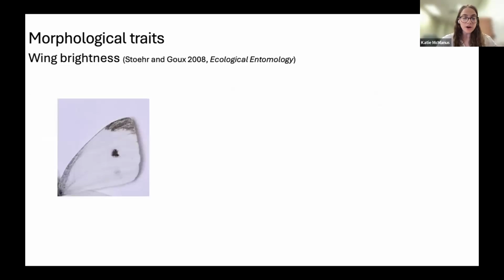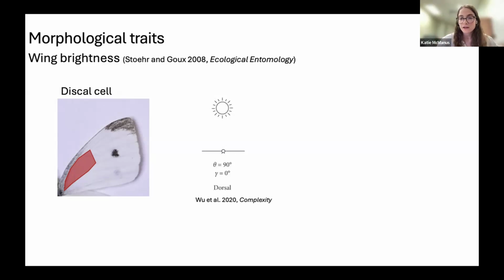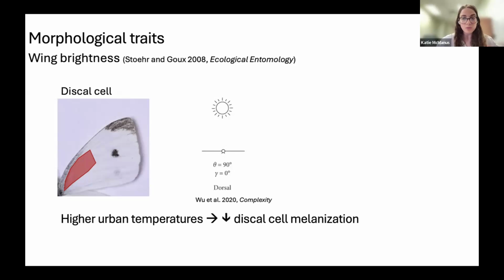Lastly, I calculated wing brightness at wing spots that are related to thermoregulation for this species. So adults of this species can control their body temperature through the combination of the pigmentation on their wings used with different basking behaviors. So the melanized wing scales that are close to the body in this area called the discal cell will absorb solar energy, and it can conduct heat directly to the body when they're in this dorsal basking position with their wings flat out. Therefore, in warmer climates, such as urban areas, this area may be less pigmented so that it can reduce solar absorption and prevent overheating.